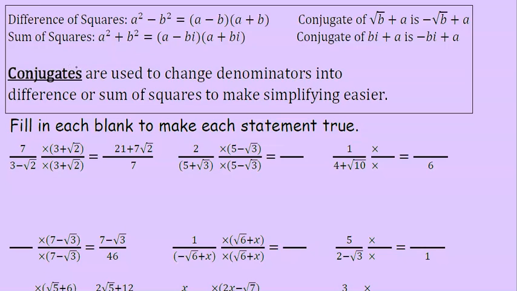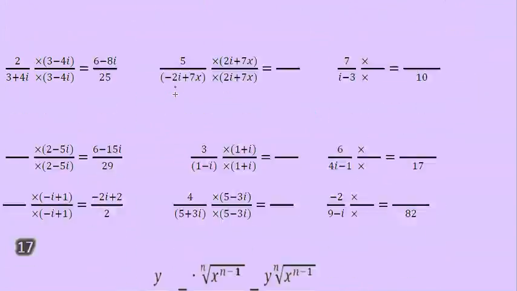Page 17. We have our formulas right here: difference of squares, sum of squares, and we have conjugates. So conjugates are used to change denominators into a difference or sum of squares to make simplifying easier. Conjugates could also be a sum or a difference of cubes, fourths, and so on. Once they get past squares, though, it does get more complicated.